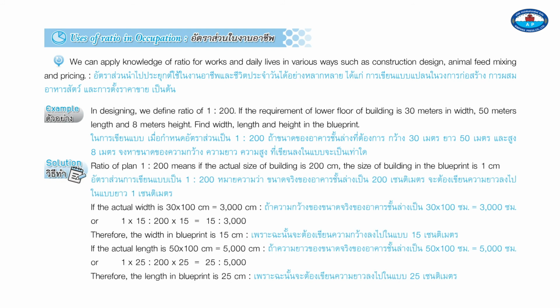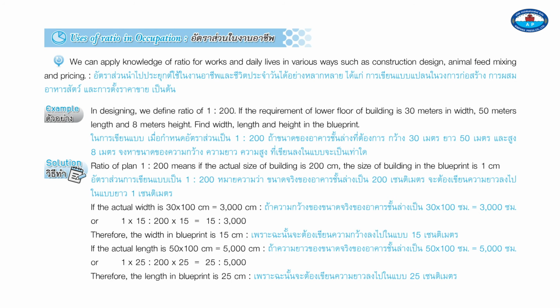Solution. A plan ratio of 1:200 means if the actual size of the building is 200 centimeters, the size of the building in the blueprint is 1 centimeter. The actual width is 30 times 100 centimeters equals 3,000 centimeters, or 1 times 15 : 200 times 15 equals 15:3,000. Therefore, the width in the blueprint is 15 centimeters.